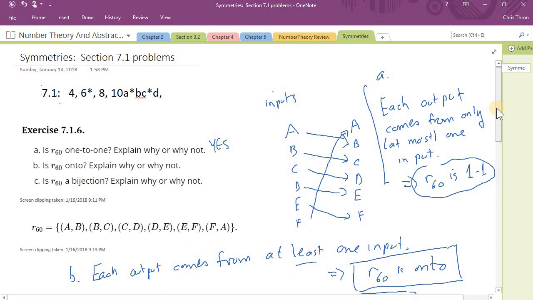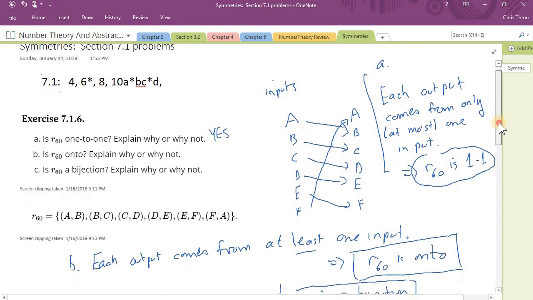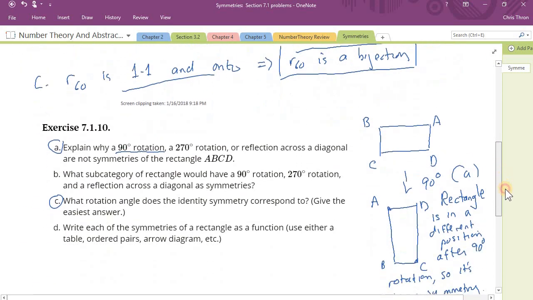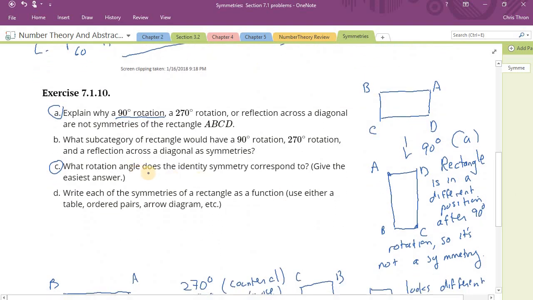And let's see. Oh, I was going to do C also. I think I'll just say C verbally. What rotation angle does the identity symmetry correspond to? Now, what's the identity symmetry? The identity symmetry is the symmetry where the rectangle maps to itself. A, B, C, D map to the same position. And that's the same thing as 0 degrees. Okay, so you just call that 0 degrees. You could also say 360 degrees, but here it says give the easiest answer, which is 0 degrees.